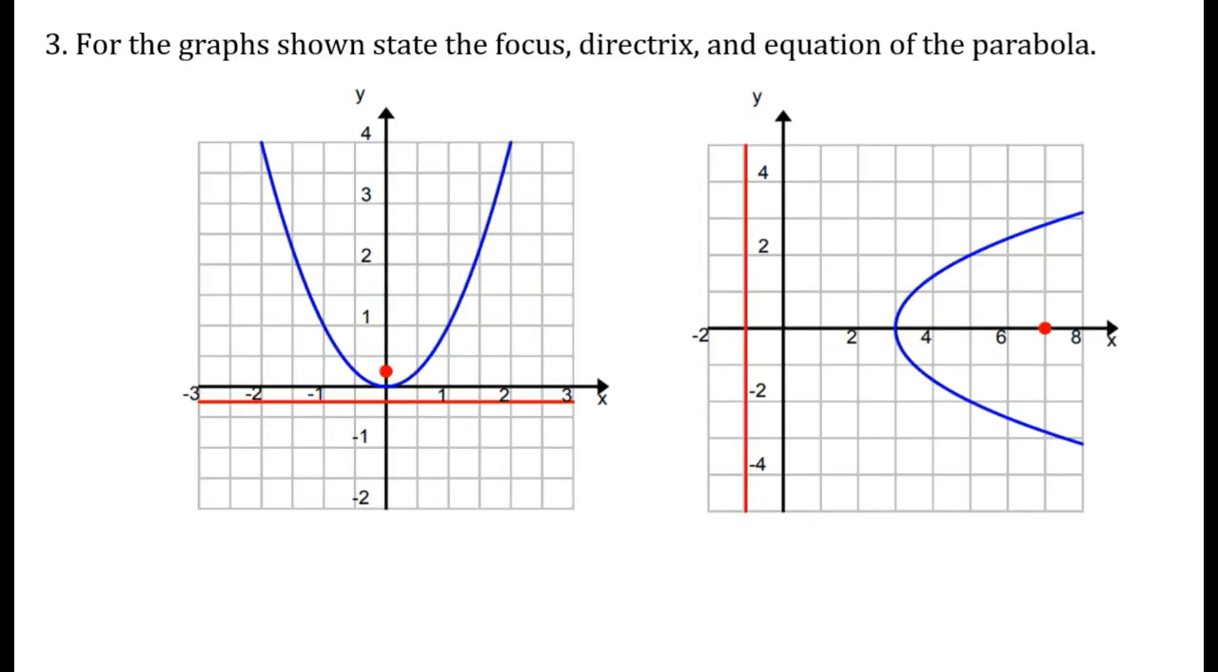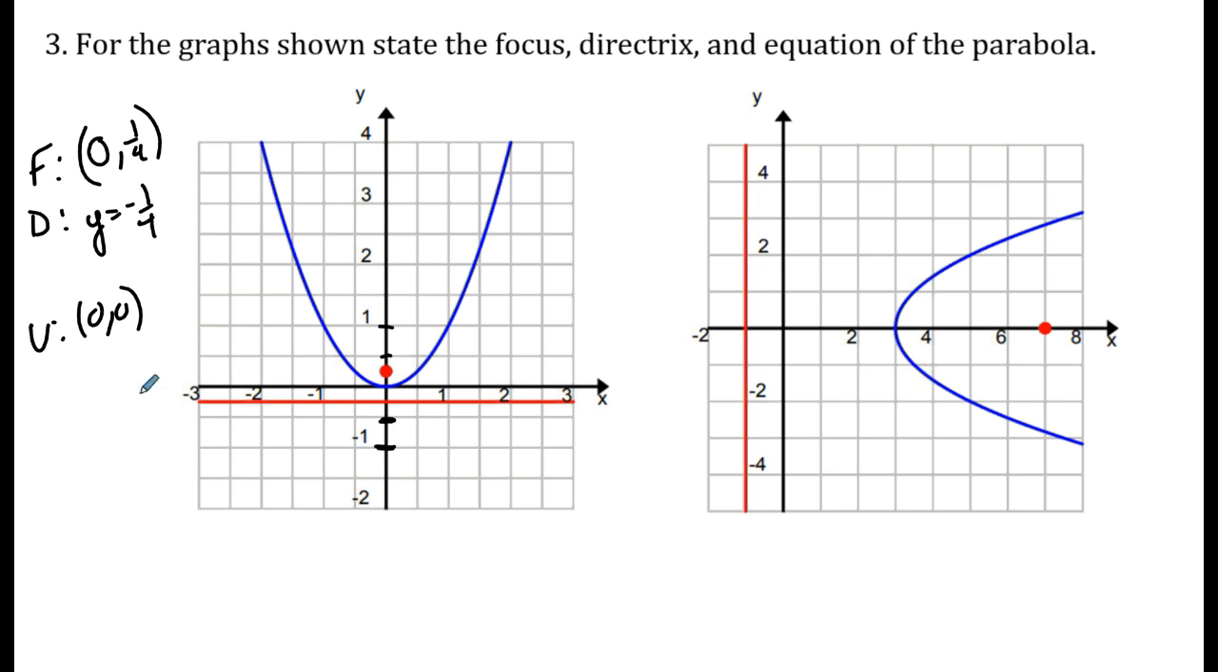For the graph shown, state the focus, directrix, and the equation of the parabola. So I need a focus, a directrix, and the equation. So, well, the directrix is the line. Check your scale here. That's 1. That's a half. So that's got to be at 1/4. So that's the point 0, 1/4. The vertex is at the point 0, 0. But the directrix here, there's -1. There's -1/2. Y equals -1/4.